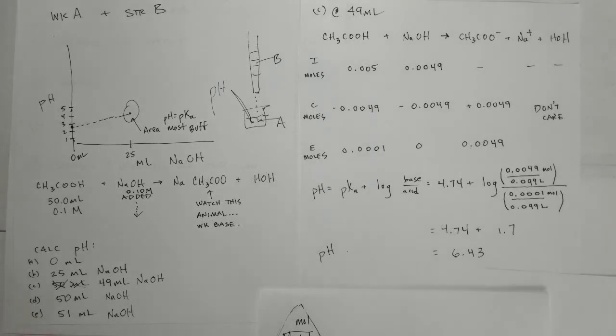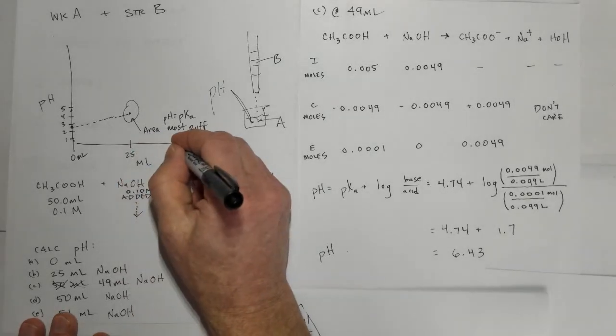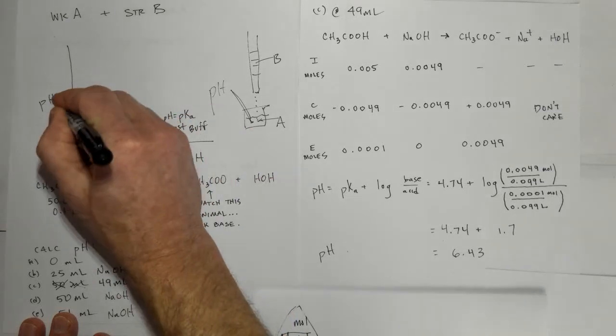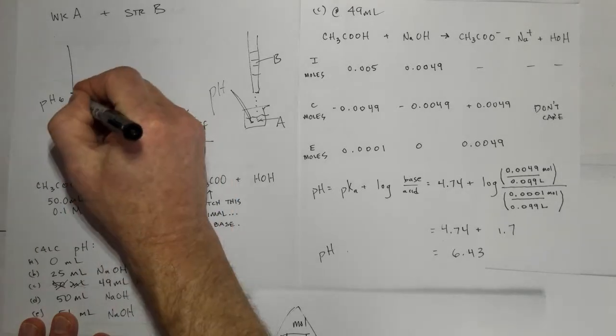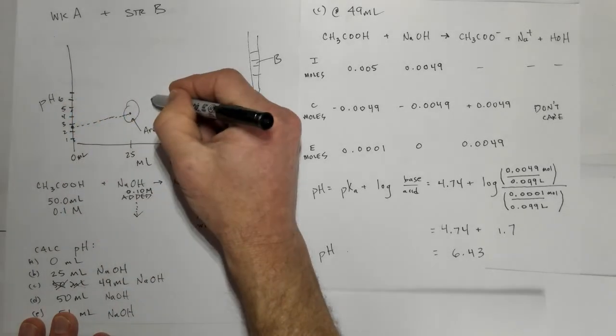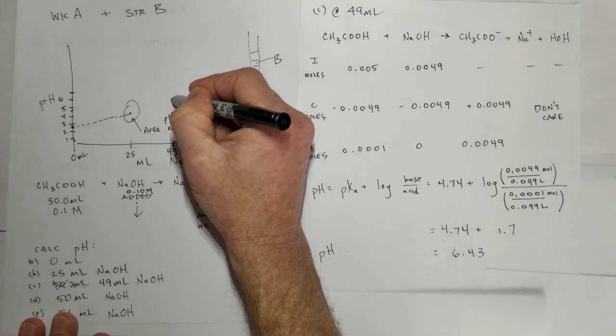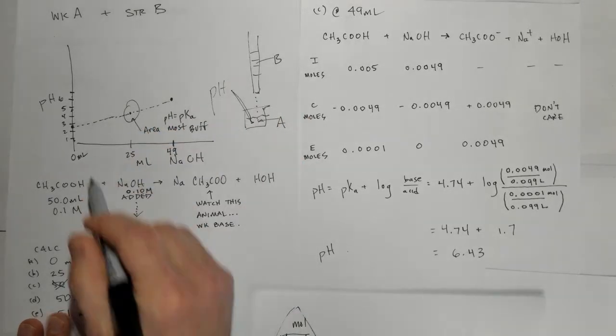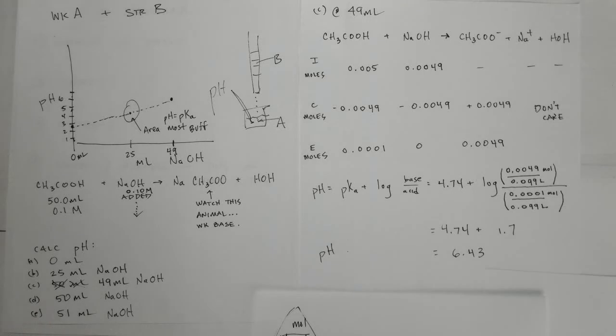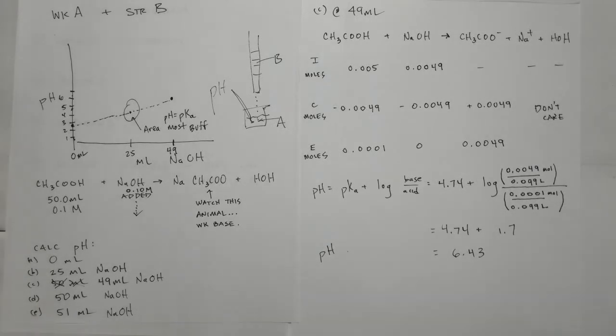6.43 at this point. So at 49 milliliters, let's do 49 right here, I've increased up to a pH of about 6.5, a little less than that. So following over, I'm right about here. And so you can see it's been a pretty steady increase, but it hasn't dramatically shot up yet at all. Letter D will change that for us.